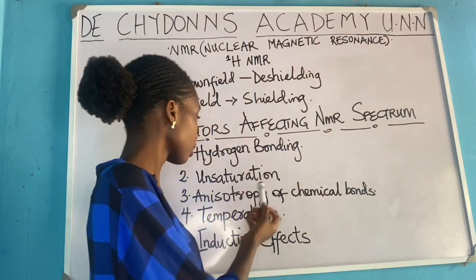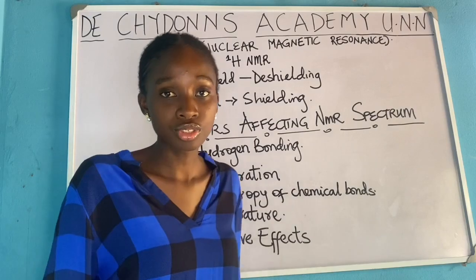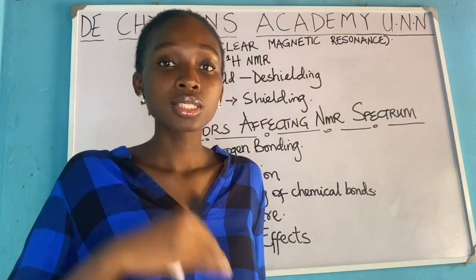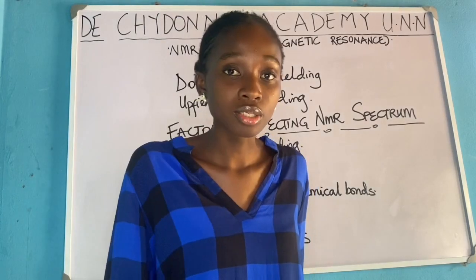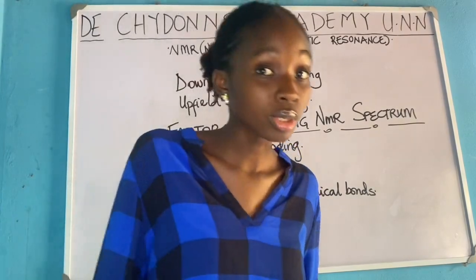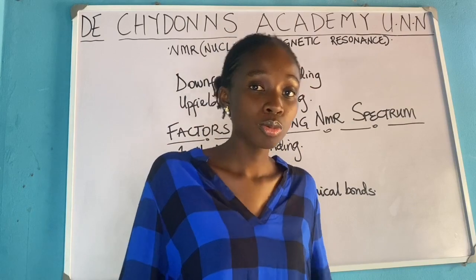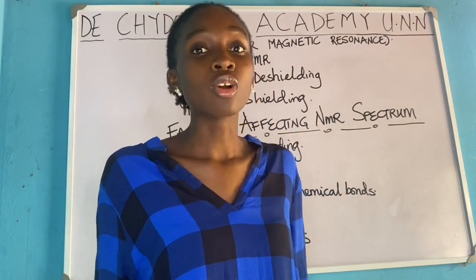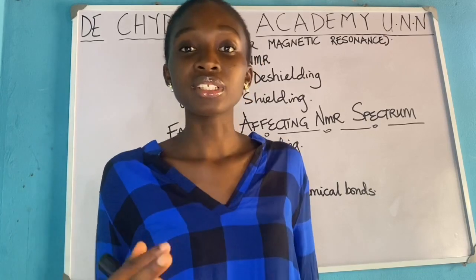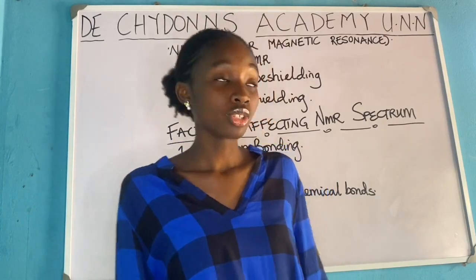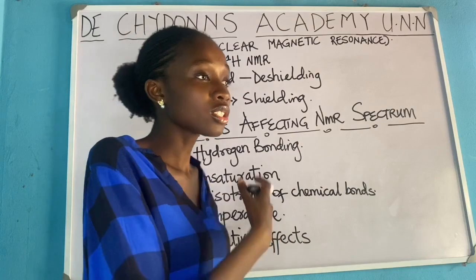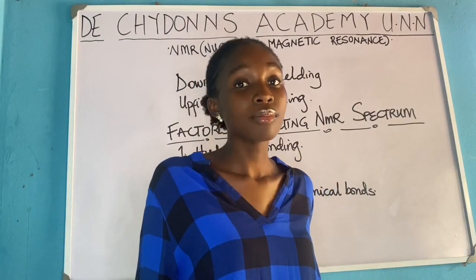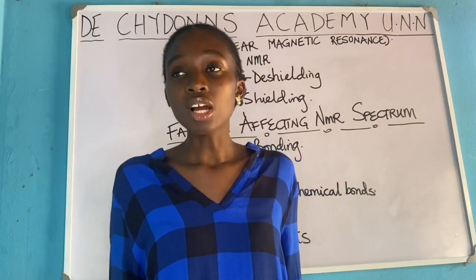Then also you have what they call unsaturation. This one is more like an intrinsic property of your sample. If your sample is unsaturated, it could be double bonded, triple bonded, or aromatic. Double bonded like the alkenes, triple bonded like the alkynes, and even aromatic, that is the delocalized double bonds within a particular ring. That is the aromatic structure. Conjugated ones.